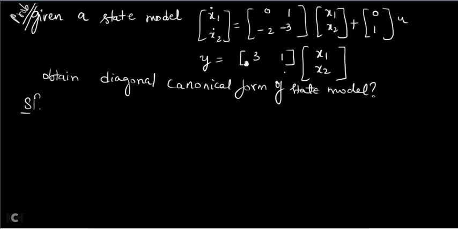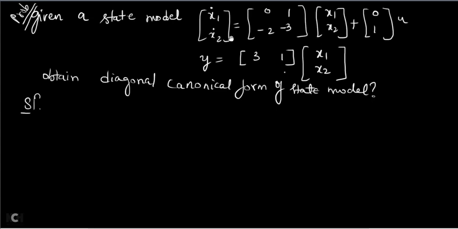Now before that, how many state variables are there? x1 and x2, 2 state variables. So what is the order of the system? If the number of state variables is 2, then the order of the system is also 2. Remember, the number of state variables is equal to the order of the system. So here, because only x1 and x2 are there, the order of the system is 2.